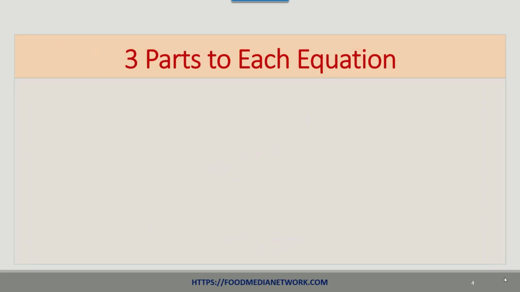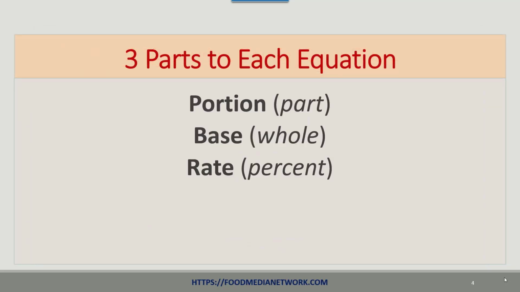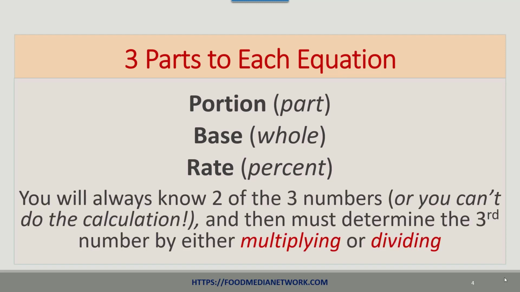Now, in many math problems or financial word problems, there are usually three parts, in which you're only given two. The three parts are the portion or the part, the base or the whole, and the rate or the percentage. In order to figure it out, you have to have two of those three numbers, because you can't do the calculation otherwise. And then you must determine, okay, what am I going to do? Am I going to multiply, or am I going to divide those two numbers to get that third number?